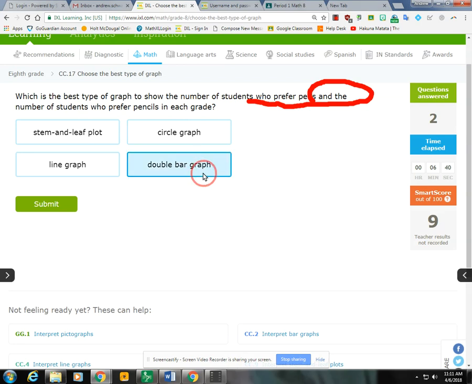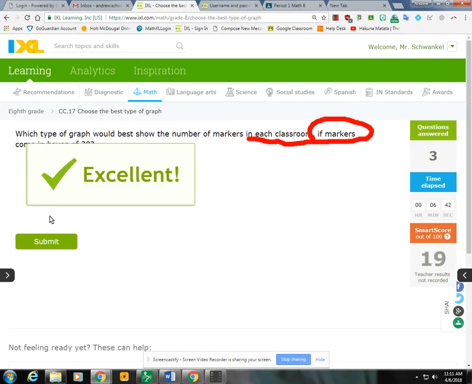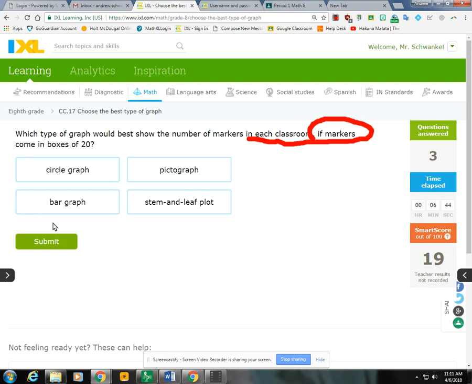So I'm going to go with double bar graph, and let's see. That's it. You're right. Okay, so we're moving on.